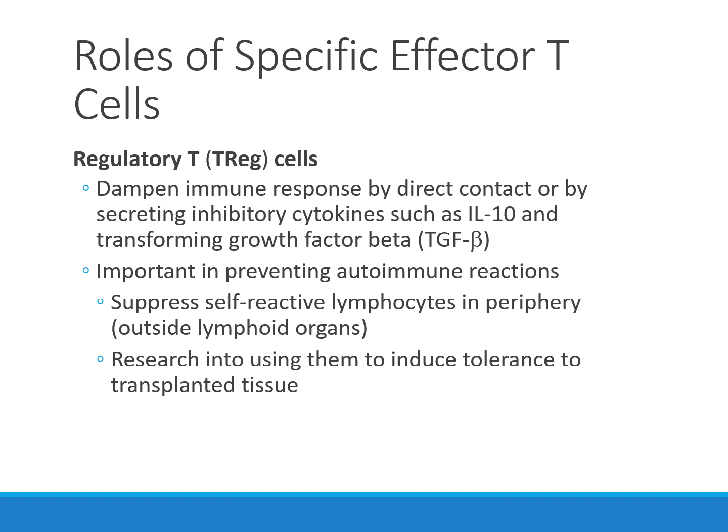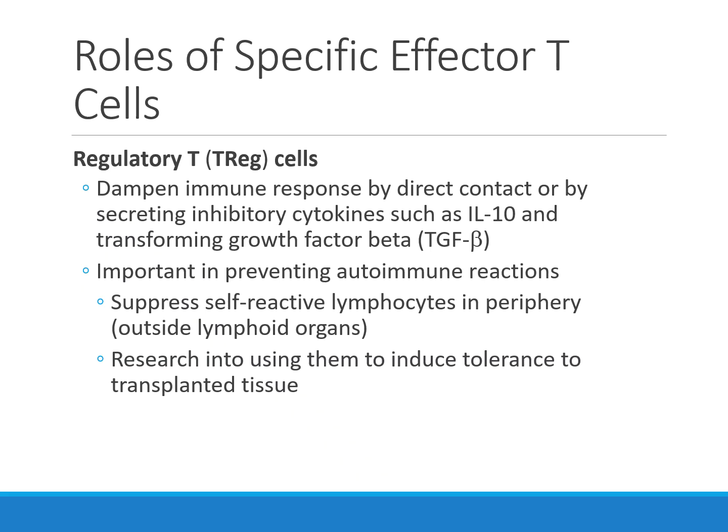Then you have your regulatory T cells. Like I said, these used to be called suppressor T cells, and these are the ones that slow down or dampen the immune response by direct contact or by secreting inhibitory chemicals like interleukin 10 and transforming growth factor beta. They are important in preventing autoimmune reactions.